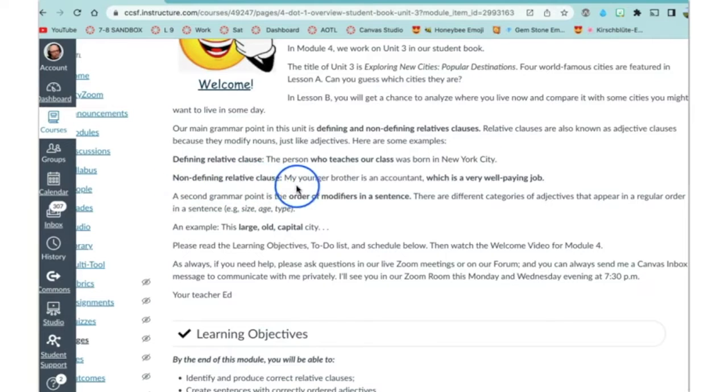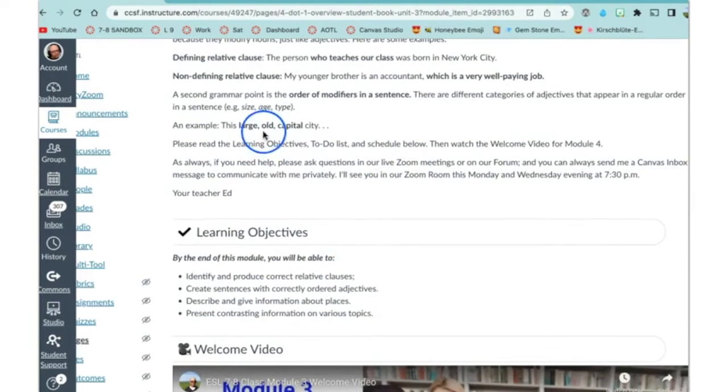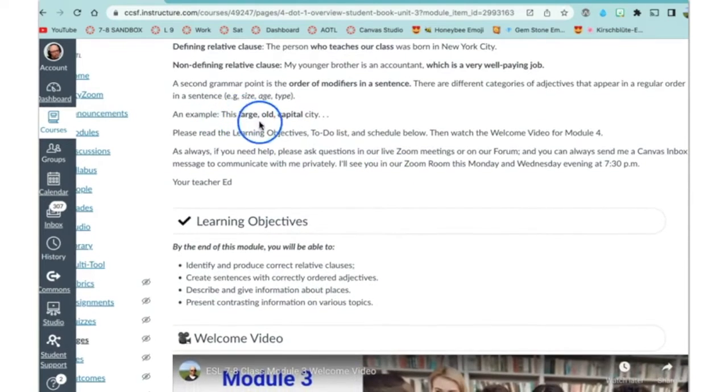Non-defining relative clause: my younger brother is an accountant, which is a very well-paying job. This relative clause is called non-defining because it doesn't define what an accountant is. You already know what an accountant is. It just gives a little more information, and it's not needed. You need a comma when you use non-defining relative clauses.